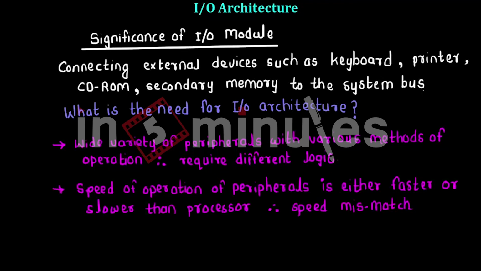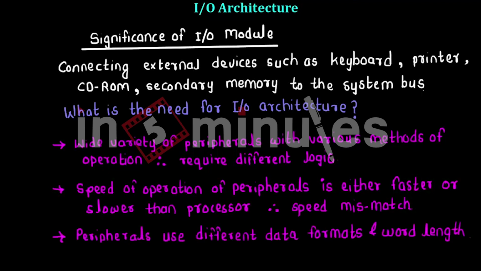Second point is that the speed of operation of peripherals is either faster or slower than the processor. Sometimes it is faster. For example, some memories operate much faster than the processor, whereas some input-output devices such as printers operate at a slower rate than the processor. So there is a speed mismatch present, and in this process, the time of either the processor or the device is completely wasted. So there is some timing management required at the interface.